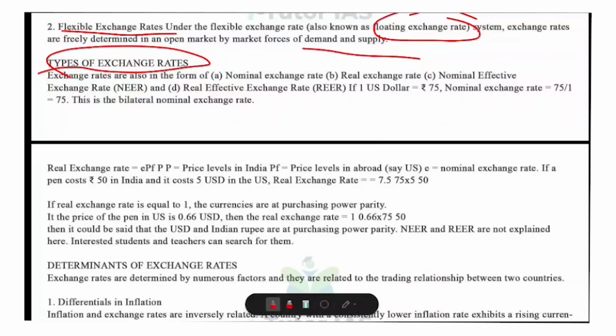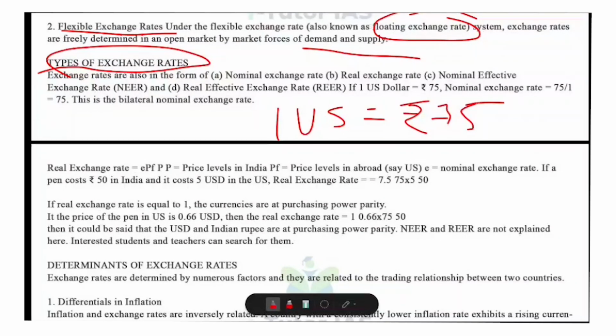First one, nominal exchange rate or NER. What is meant by that? The nominal exchange rate is the rate at which one currency can be exchanged for another. It is the face value of a currency in terms of another currency. For example, suppose $1 is equal to rupees 75, then the nominal exchange rate is equal to 75 by 1. Okay. This is bilateral nominal exchange rate because it involves only two currencies.